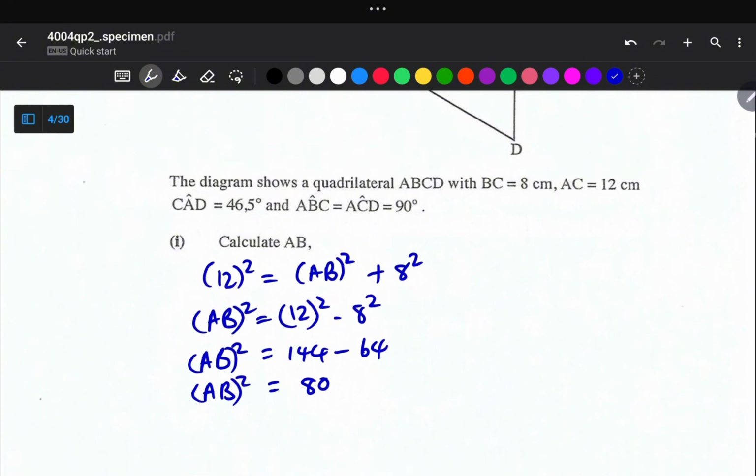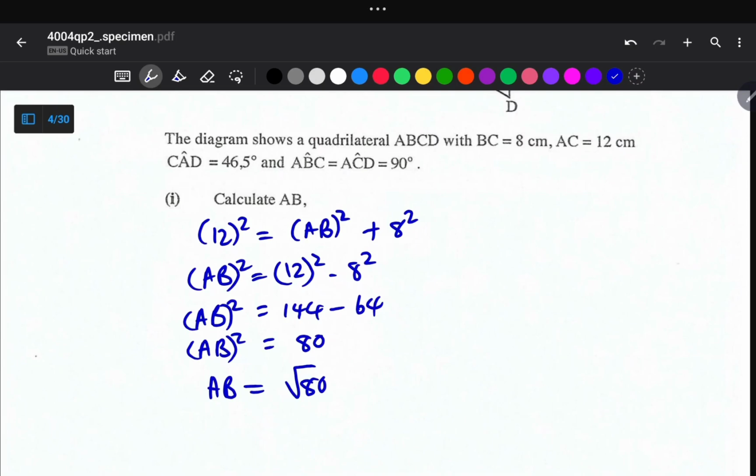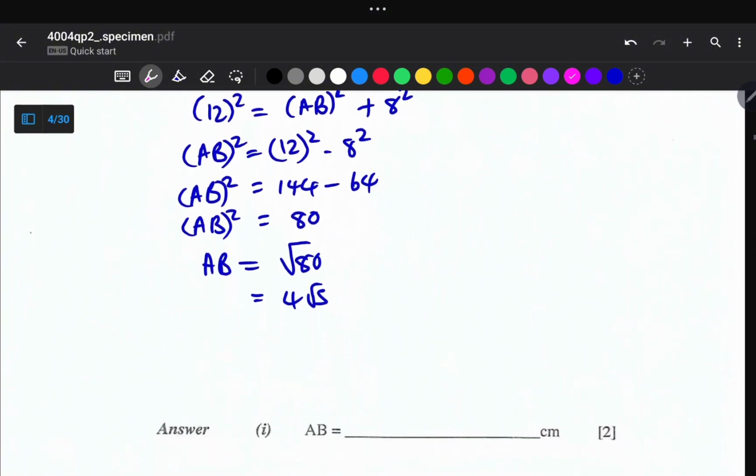So to calculate the length of AB, we are going to apply square root both sides. The square root of AB squared is equal to AB. So AB is equal to square root of 80, and we can write square root of 80 as 4 root 5. So our final answer for the length of AB is 4 root 5 as an exact value.